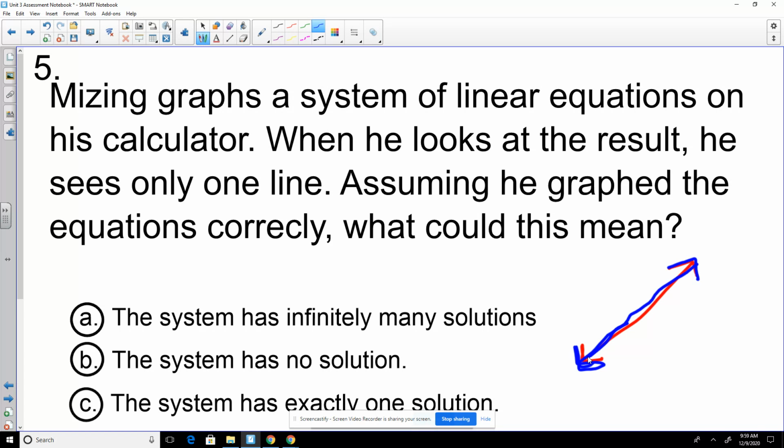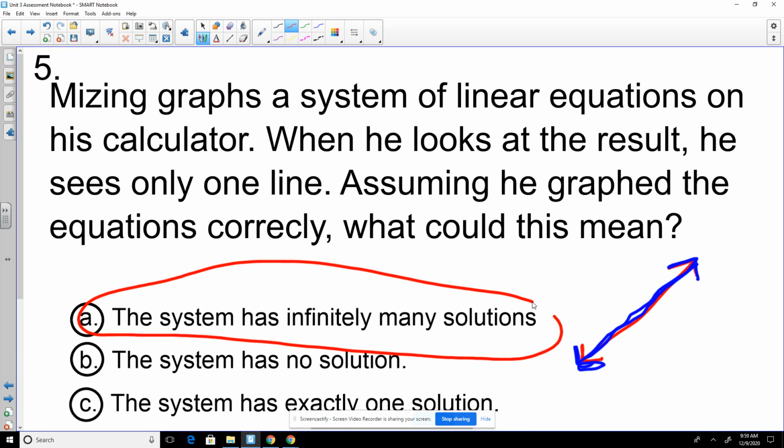So where do these 2 lines intersect or touch or cross? They intersect and touch at all points. Okay, so when you have 2 graphs that lie on top of each other and it only shows one line, that's infinitely many solutions. They touch and cross at all points and all solutions.